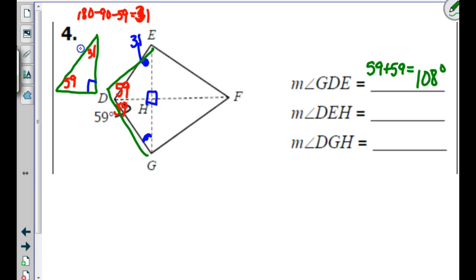DEH. Let's see if I highlight DEH. It's that one corner up there, which was where we found a 31. And DGH is the same thing down on this end. DGH is this one, so it's also 31.